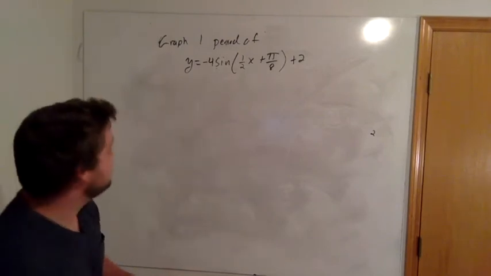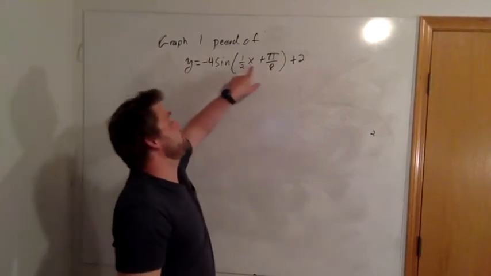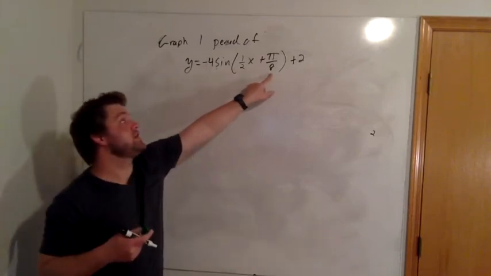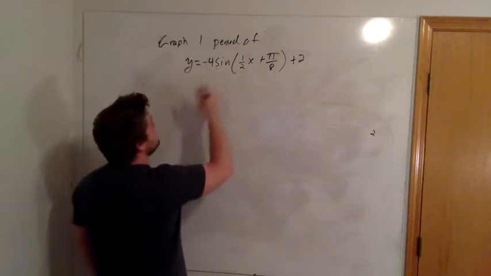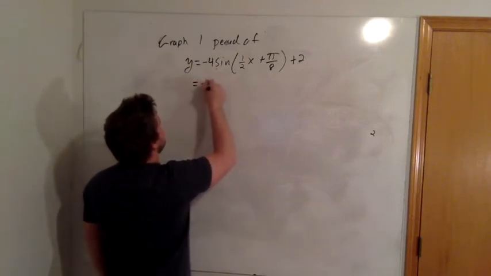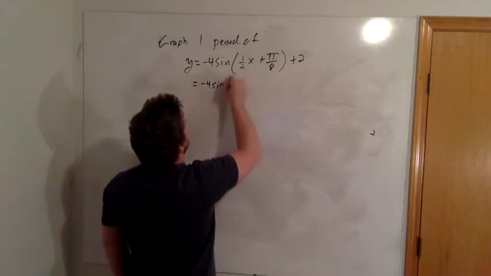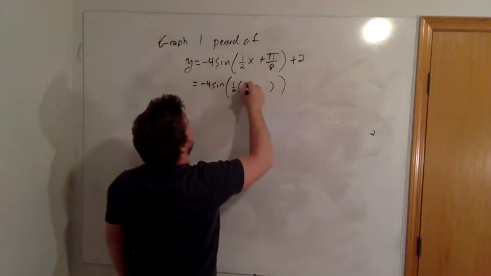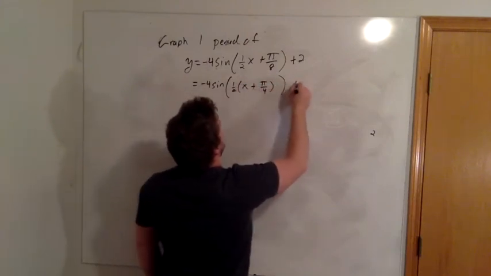Okay, let's do it. So the first thing I'm going to do is I notice that I have a 1/2 being multiplied on the x. Be careful, this is not a shift to the left, pi over 8 units. I need to factor out that 1/2 first so I can see the true shift. So we're going to first write this as a -4 sine of, I need to factor out the 1/2, and I'll be left with what? x plus, what will be pi over 4, plus 2.